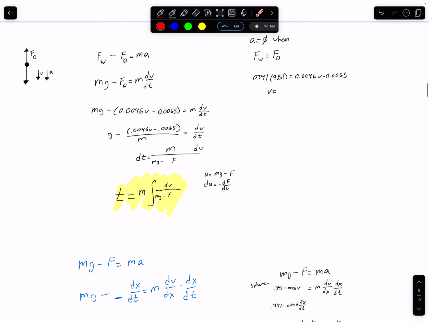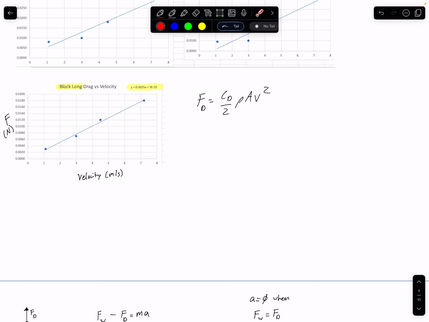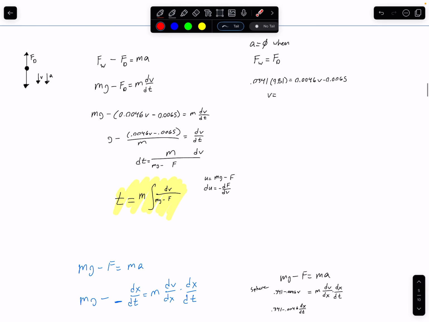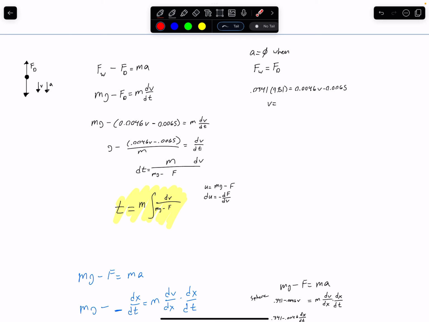It's important to note that usually the force of drag is determined using the coefficient of drag, divided by 2, times air density, times the surface area, times velocity squared. It's also important to note that in free fall, we're looking at everything in the downward direction as positive.